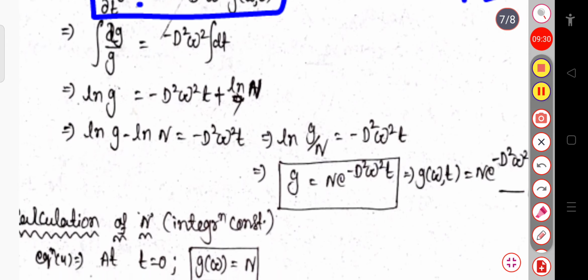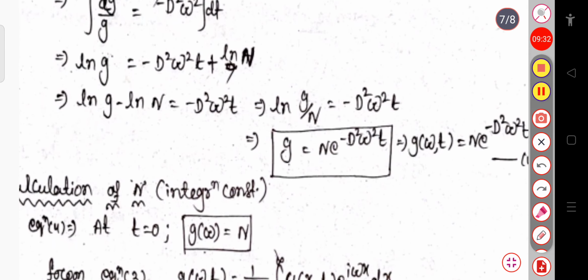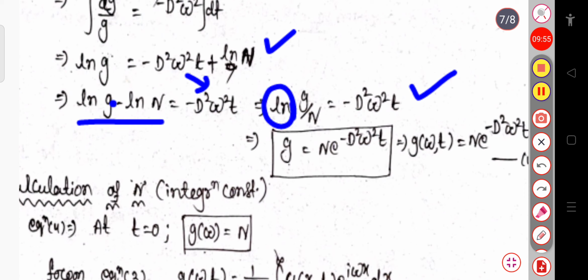Now here you can see that if I take this ln n onto the left hand side, this will be ln g minus ln n, that is equal to minus d square omega square into t, or this can be written as ln of g divided by n, that is equal to minus d square omega square into t. This is our expression. Now if I take the antilog of both sides, g by n will be equal to exponential of minus d square omega square t. Now this g will be equal to n exponential minus d square omega square into t.